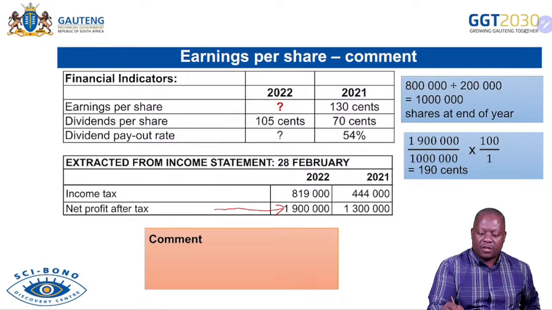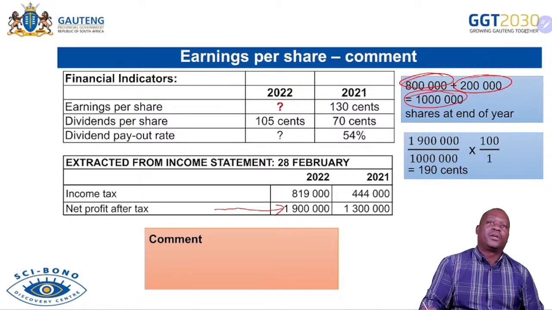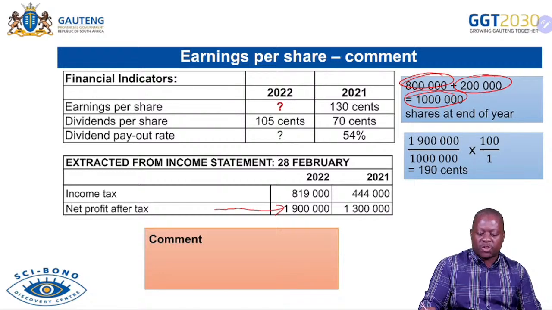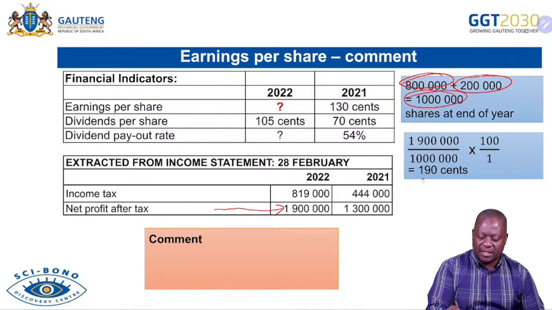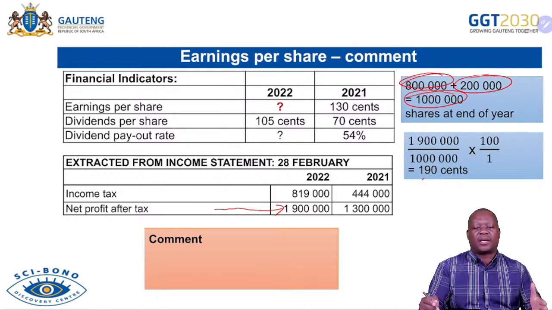Remember, 200,000 that was added onto what we had from the start of the year. And we got our 1 million ordinary shares that have been issued now. So when we divide this, it's going to give us 190 cents. Remember, this is in cents. And remember, we are multiplying by 100 because we want our answer to be in cents.